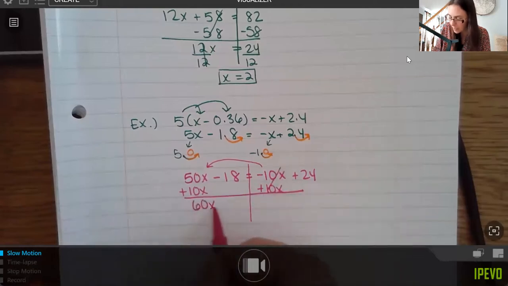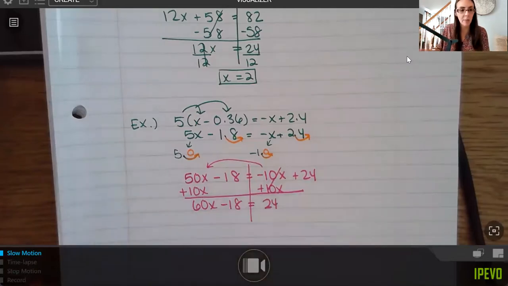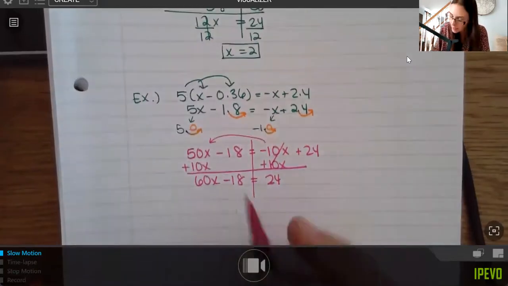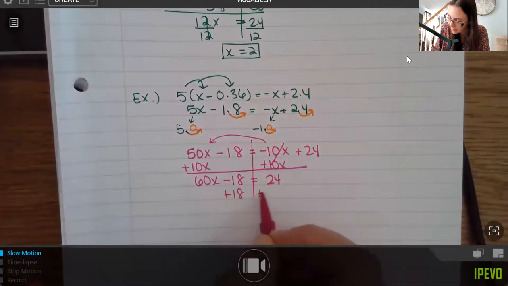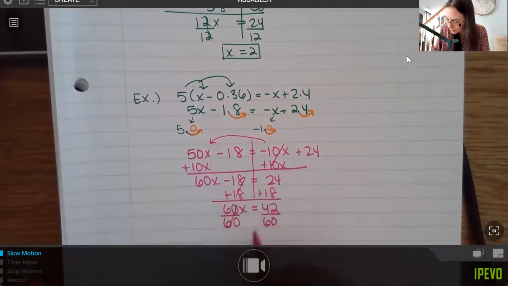And if you have your other set of notes out from the first strategy, it's kind of interesting to just see the parallel in the numbers. It's just that there's no decimal places. Now I would add the 18 to both sides. So I have 60x is equal to 42. And then I would go ahead and divide by 60.